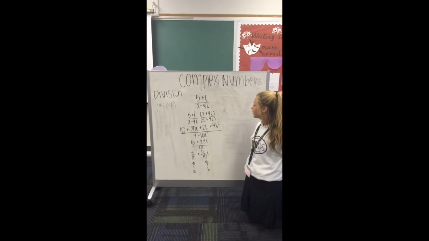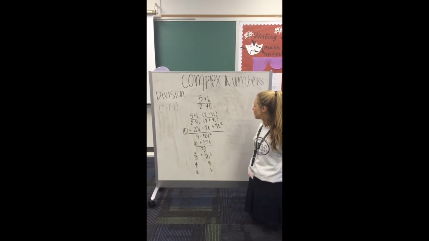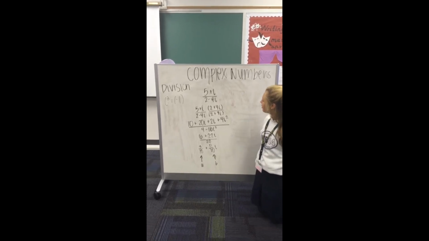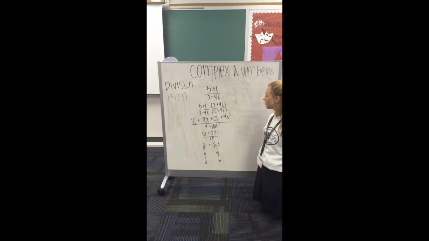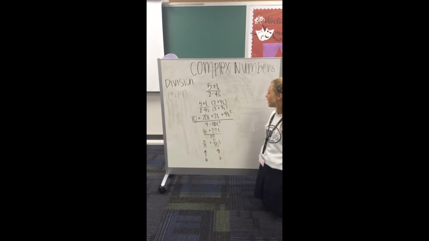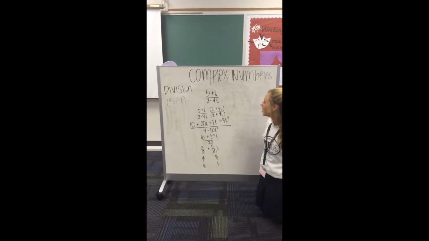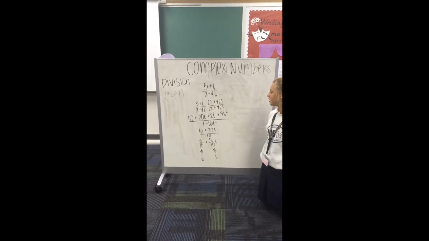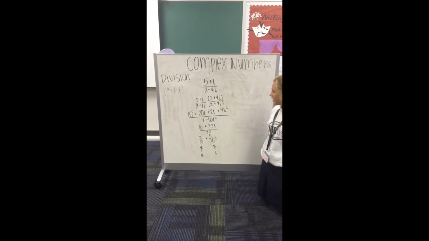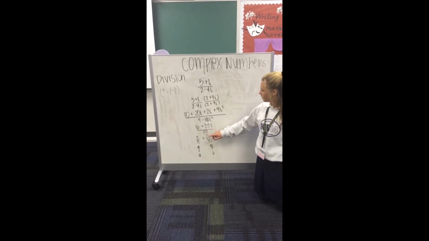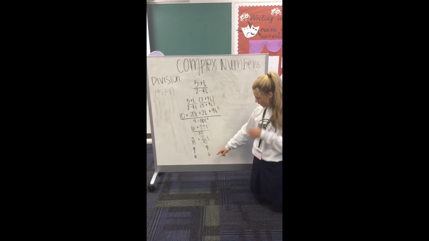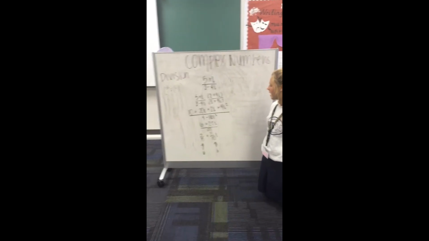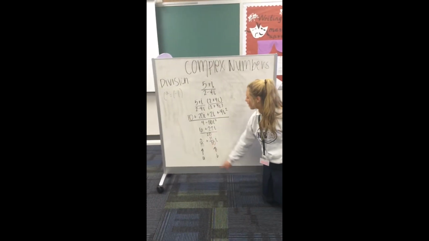2 times i equals 2i, and 4i times i equals 4i squared. And then you do the same for the bottom, so 2 times 2 equals 4, and negative 4i times positive 4i equals negative 16i squared. And i squared is also equal to negative 1, so you get 6 plus 22i over 20. And then 6 over 20 reduces to 3 tenths, and 22 over 20 equals 11 over 10i. And then this is the a value, and this is the b value.